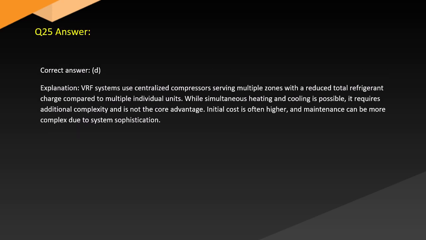Answer. Correct answer: D. Explanation. VRF systems use centralized compressors serving multiple zones with a reduced total refrigerant charge compared to multiple individual units. While simultaneous heating and cooling is possible, it requires additional complexity and is not the core advantage. Initial cost is often higher, and maintenance can be more complex due to system sophistication.